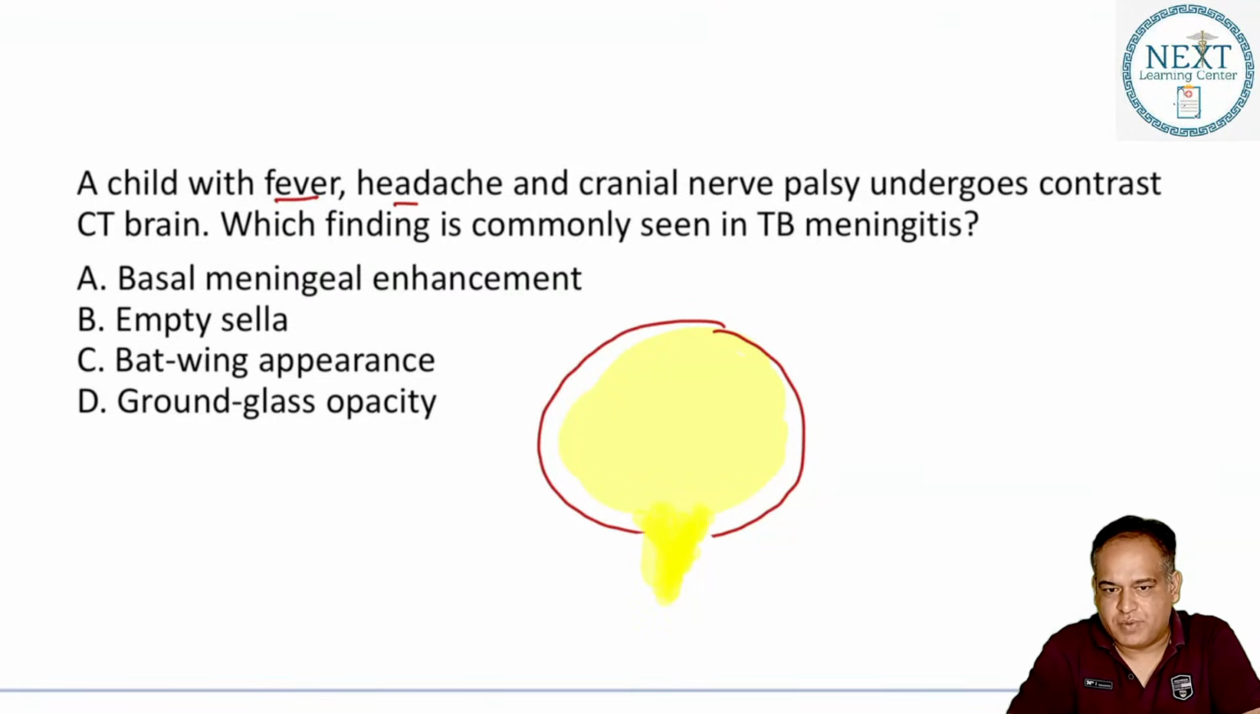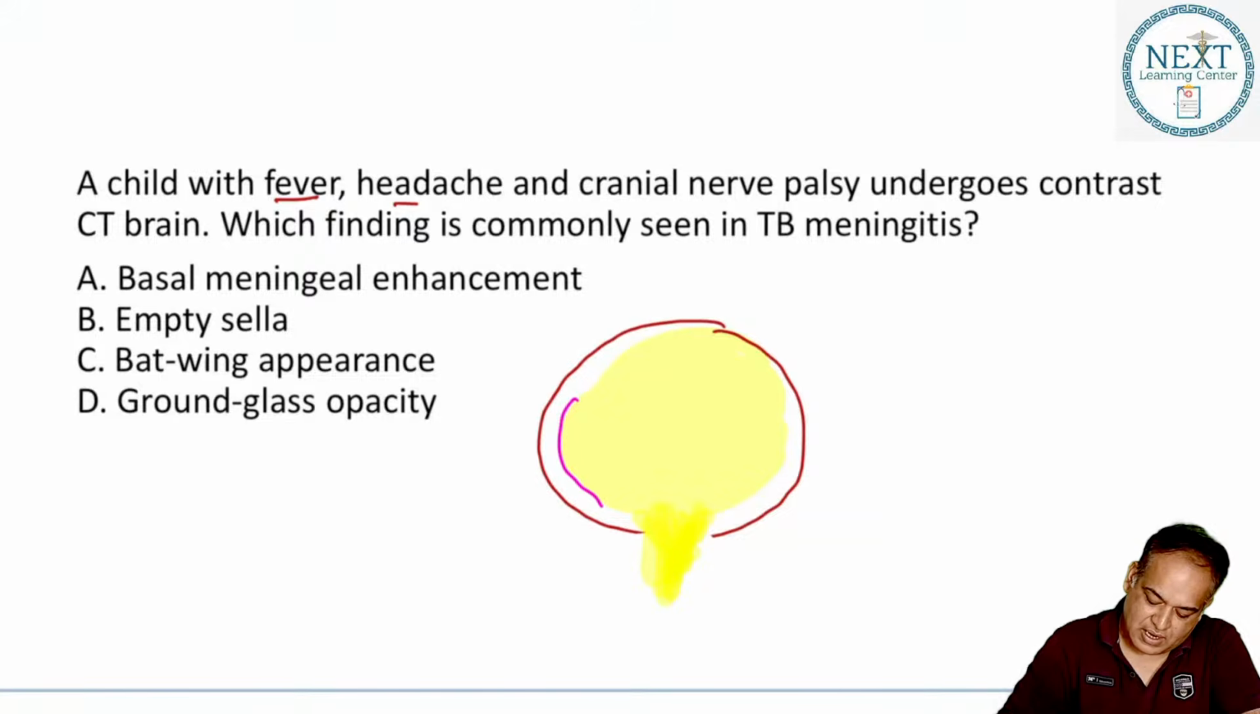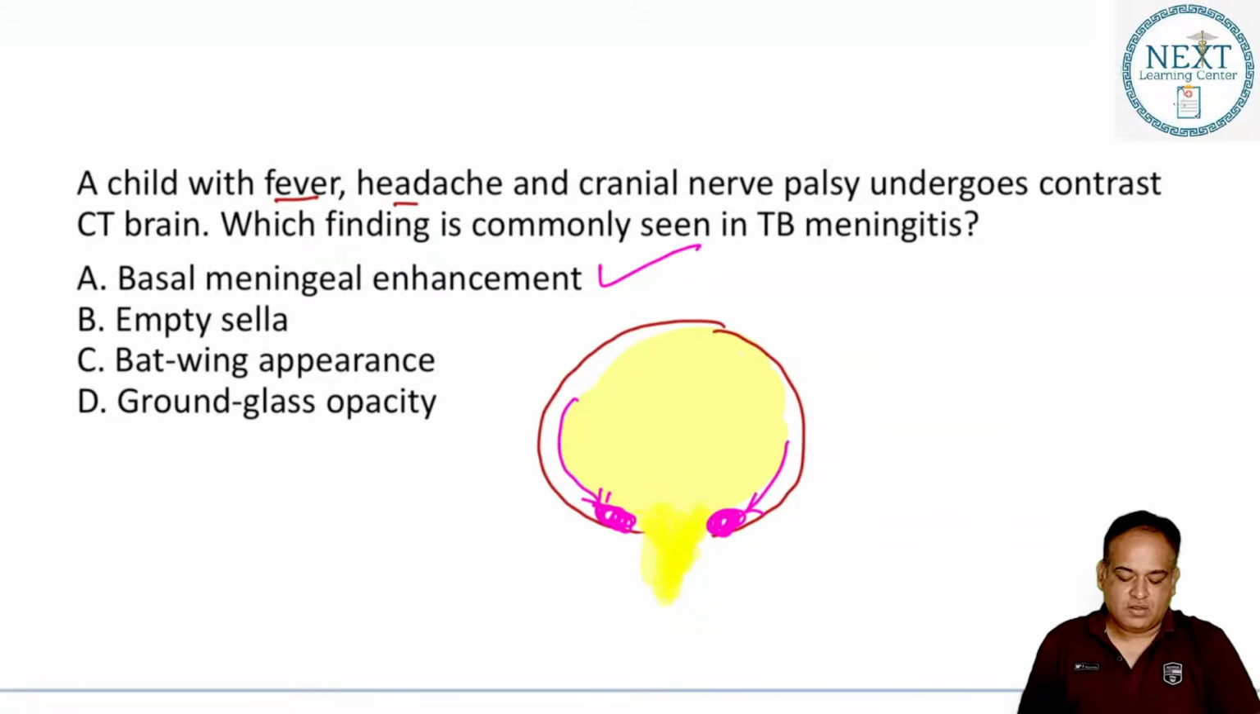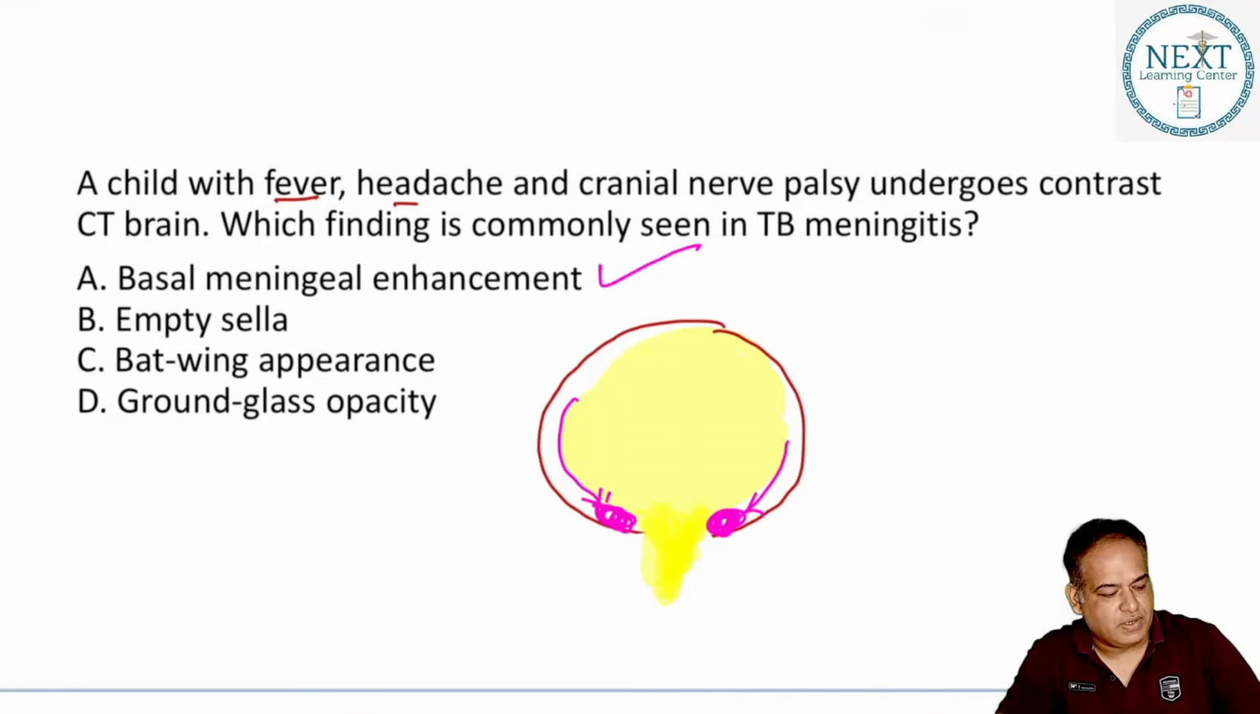So your patient has tubercular meningitis. Remember, when you go into practice, you will see that tubercular pus is very, very thick and very, very heavy. So what will happen here? All the tubercular pus will start trickling down. So you will get to see basal meningeal enhancement. This is what you will get to see, right?